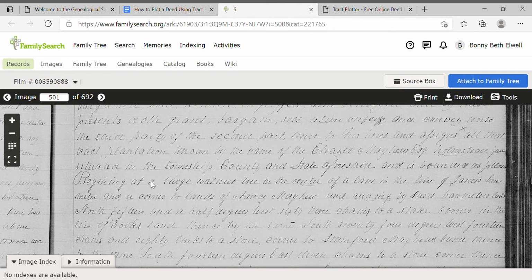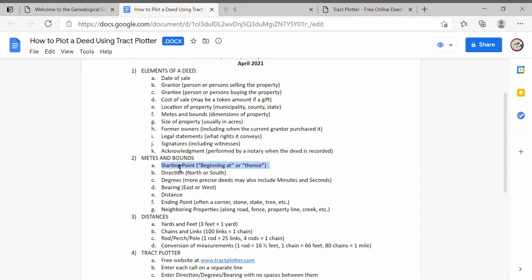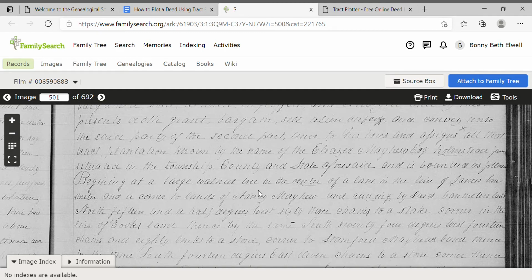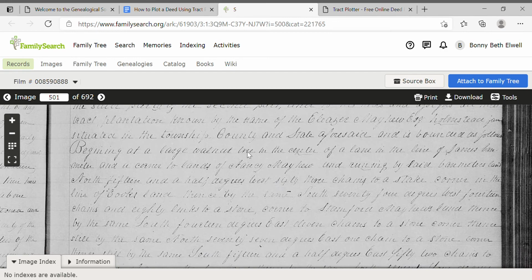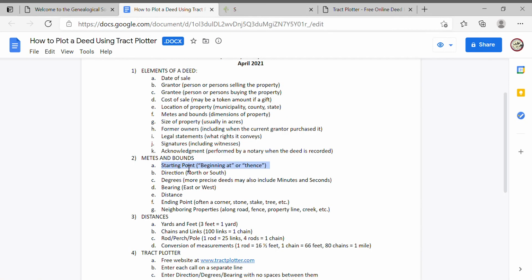It starts with beginning at a large walnut tree. So there's our first point, our starting point, a large walnut tree. In the center of a lane, in the line of James Van Meter. Okay, so we have an exact location for this tree. It's in the center of a lane in the line of James Van Meter. It's also a corner to the lands of Nancy Mayhew. And then it tells you what to do, where to go from there. So you have a starting point, and then you need to know where to go. Where to go is the direction, the degrees, and the bearing.